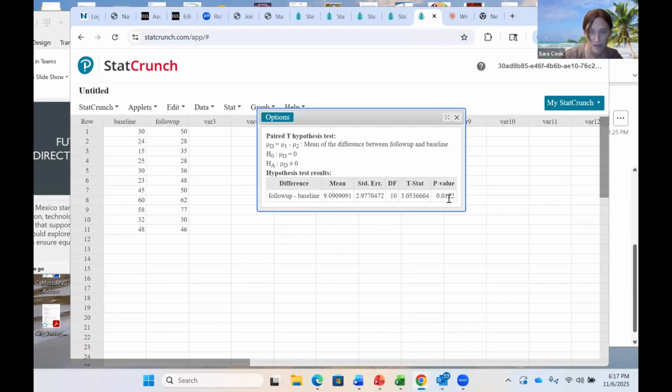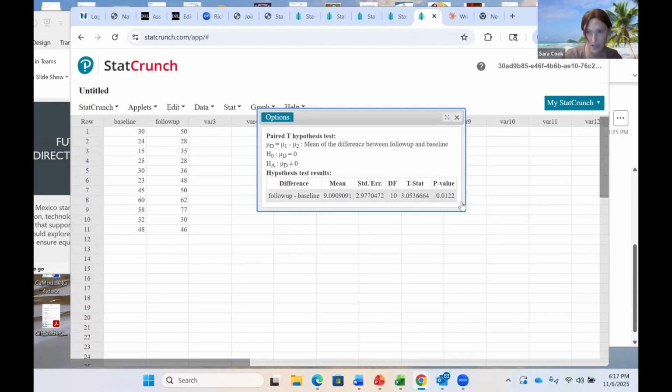The p-value tells us how likely the null hypothesis is to be true, that there's no difference. In this case, there's only a 1.2%. Where do I get a percent? Because I'm converting a proportion to a percentage. A 1.2% chance that the null hypothesis of no difference is true.